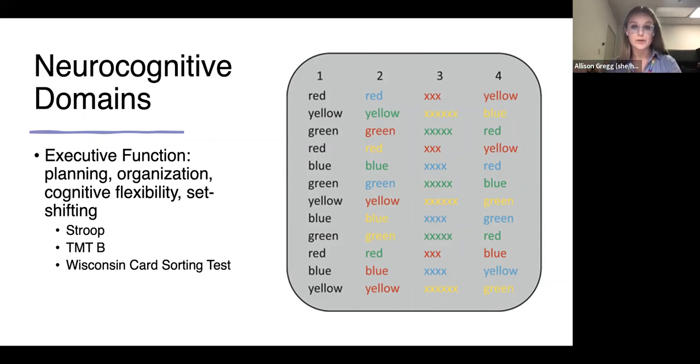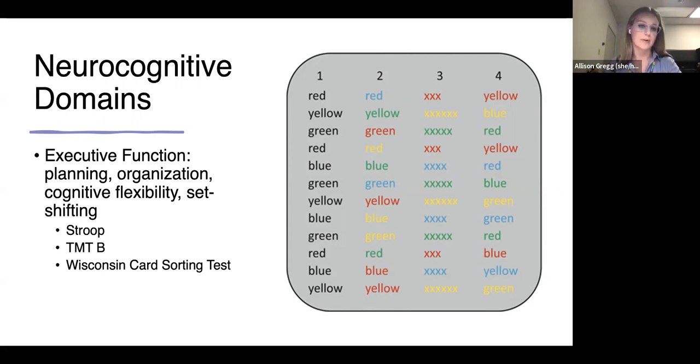Another example is Stroop, which you can see here on the right, where we would ask an individual to first read out the words themselves in that first column, then name the color of the ink as in the second and fourth columns, name the color of the ink that the words are printed in and ignore the word itself. So that's getting at that inhibition.